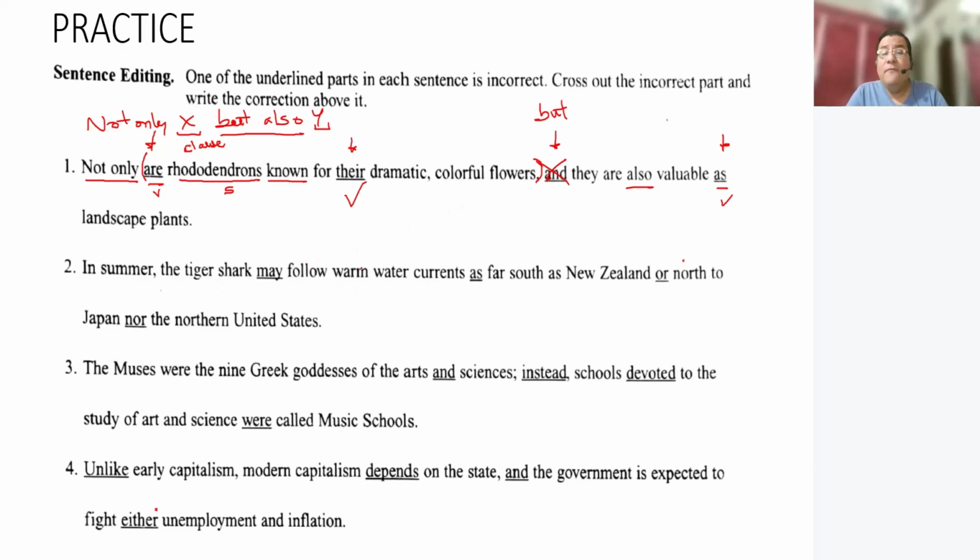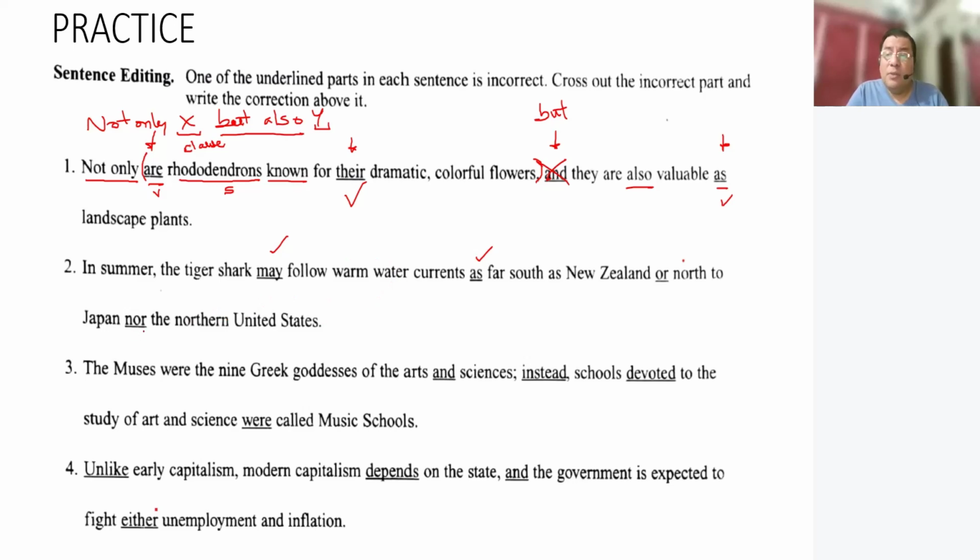The tiger shark may follow, yeah? It's a modal verb of possibility. Okay, so it's good. Say, follow warm water currents as far south as, yeah, this is appropriate for the comparison and to express the degree of how south water currents take or displace tiger sharks. So, looks fine. It says, as far south as New Zealand or north to Japan, nor the northern United States.